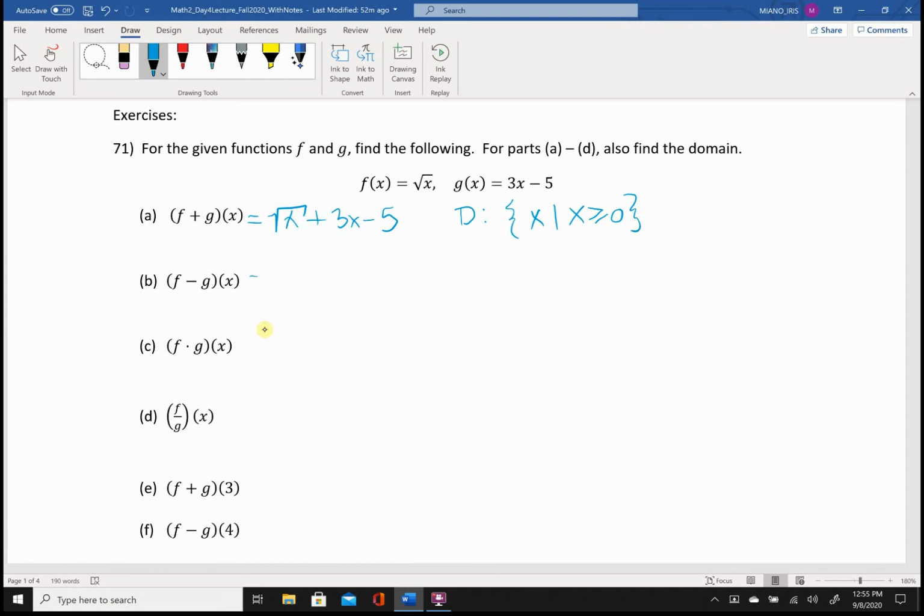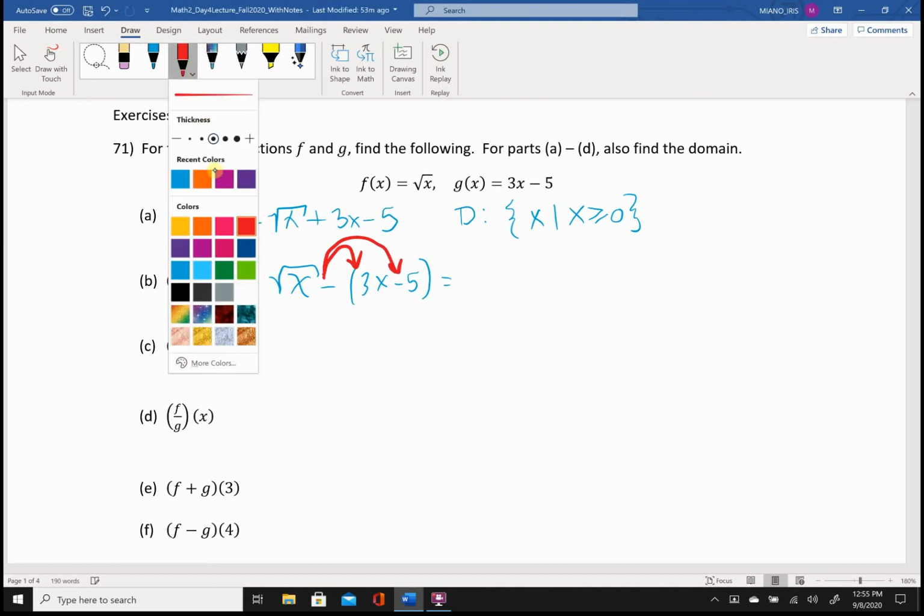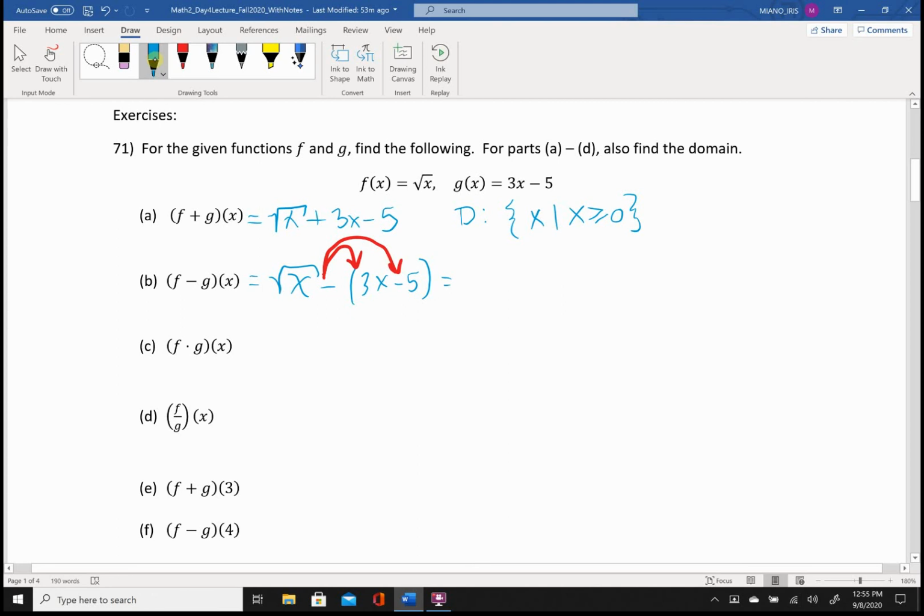Now the difference is going to be a little bit more work in that we take our f of x, the square root of x, and then we subtract off the quantity 3x minus 5, which is going to require that we do an extra bit of distribution with this sign. I didn't mean for that to be so thick. Let's make that a little bit thinner. And then that'll be square root of x minus 3x plus 5. The domain, again, being x just has to be greater than or equal to 0.